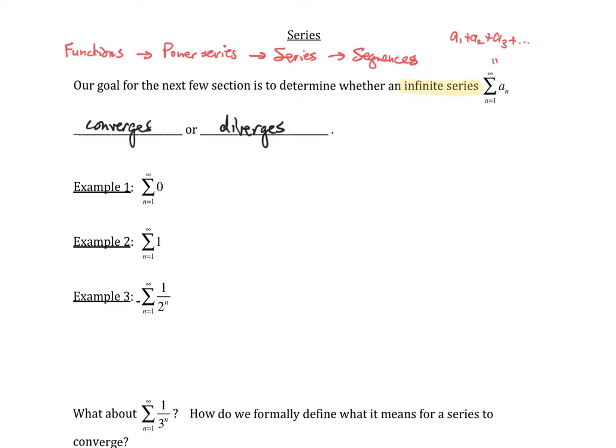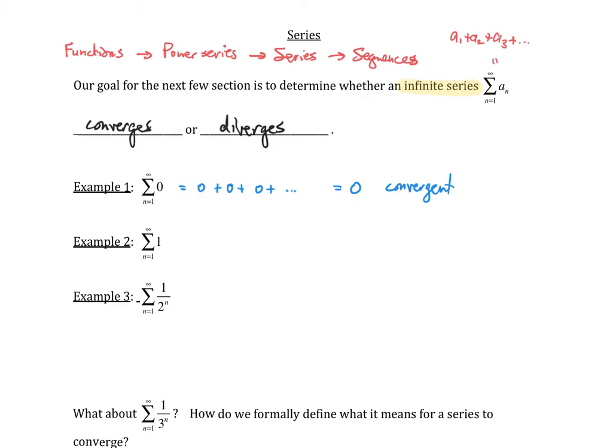In example one, the general term is just zero. That means the first term is zero, the second term is zero, the third term is zero, and so on and so forth. And you keep going on forever. And I hope you can see that if you kept adding zero to itself forever, you would get the number zero. So this would be an example of a convergent series. And I think that one is fairly obvious.